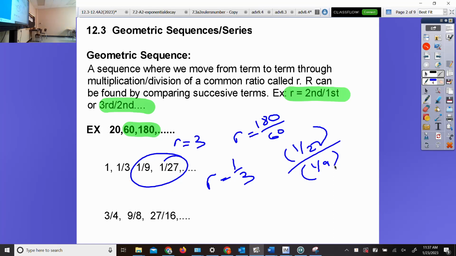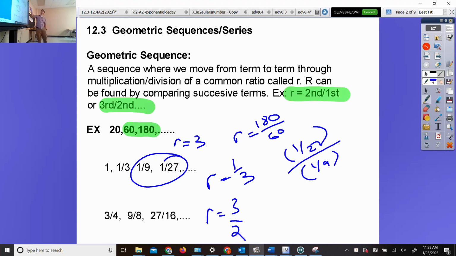How about in the last sequence? 3 halves. You're going from a 3 to a 9 to a 27, that's multiplication by 3. And at the bottom, you're going 4, 8, 16. There's your ratio, 3 halves. And again, if you're not capable of doing that, you can push buttons on a calculator. All right, there's how you find r.